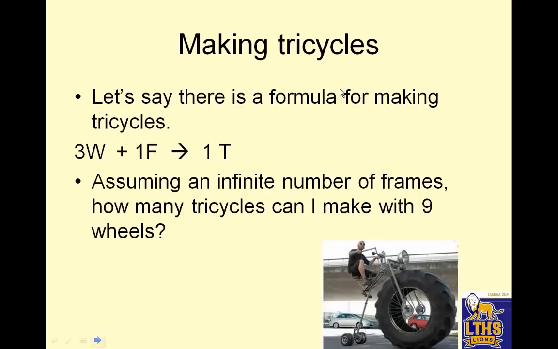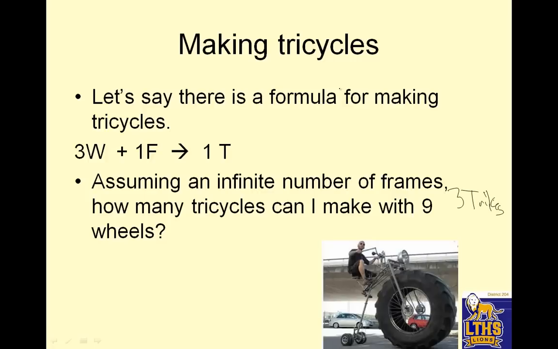All right, making tricycles. Let's say there's a formula for making tricycles. Three wheels plus one frame makes one tricycle. Okay, so I have an infinite number of frames. How many tricycles can I make with nine wheels? And you go, oh, that's easy. It's three tricycles, three trikes.